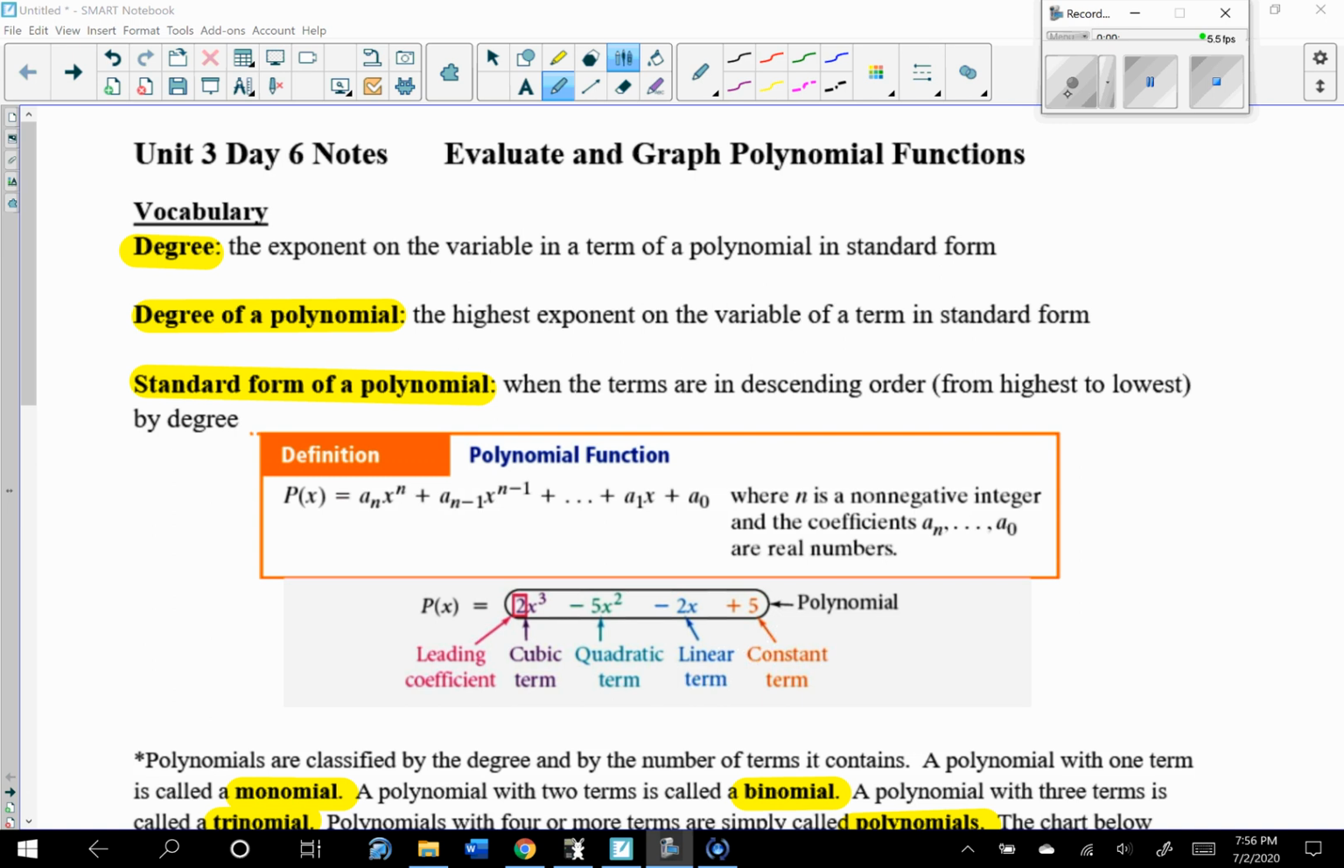Today we're going to talk about how to evaluate and graph polynomial functions. So some of this should be review. We're going to talk about vocabulary first.